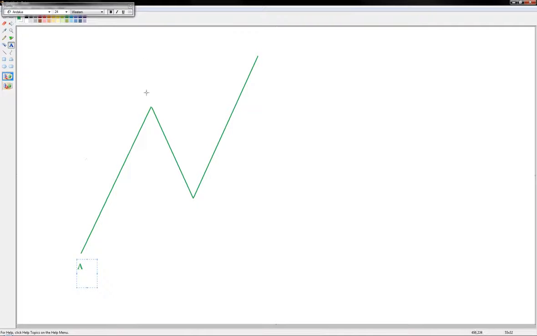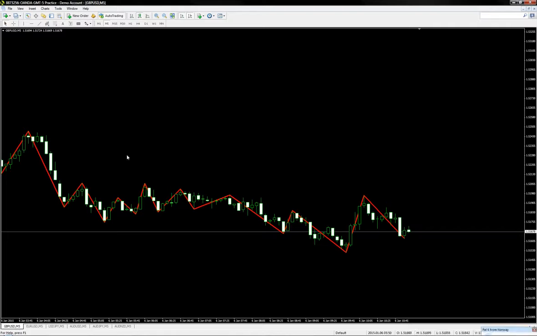A, B, C, and D. Okay, so for Fibonacci to be valid, the A to B movement, you should normally be able to spot that, and I'm going to show you how to spot that using zigzags.